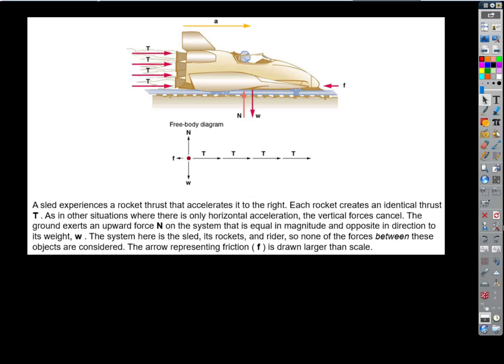So now if we want to be able to solve for one of these quantities, thrust, we've got to turn this into an equation or a set of equations. And so we've got to kind of think backwards here.